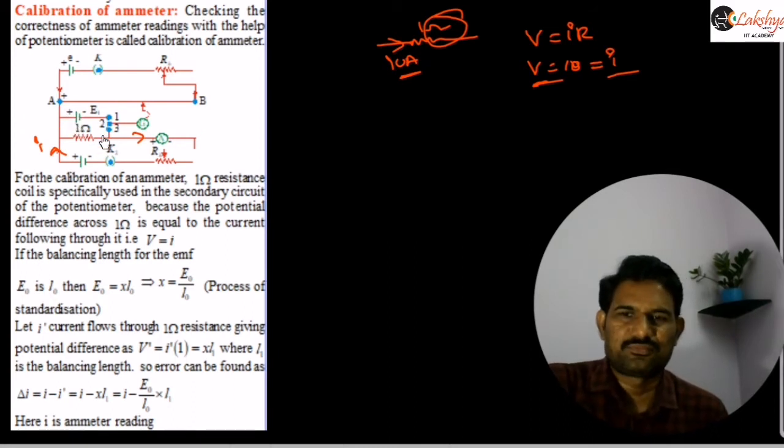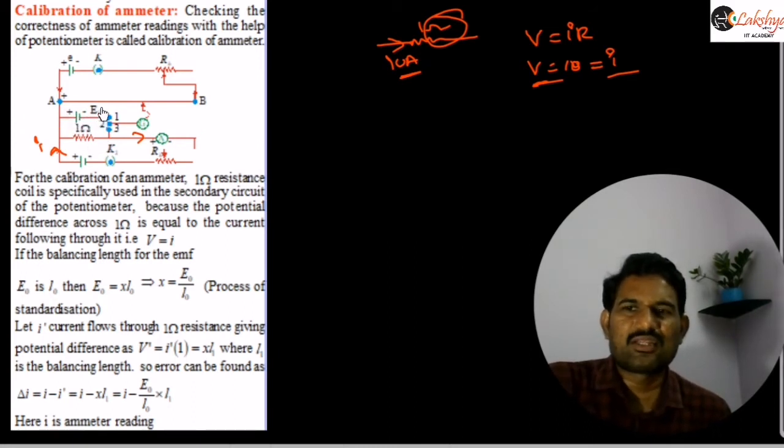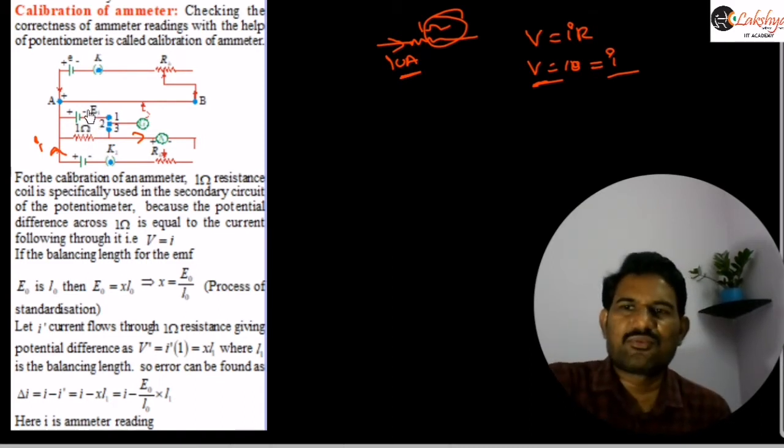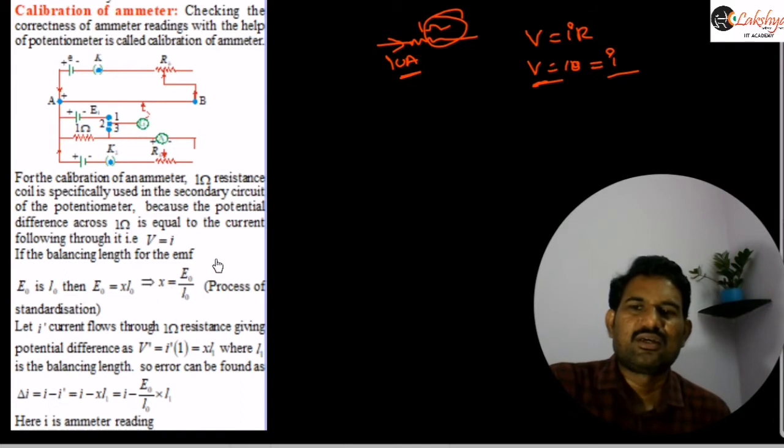And now, if you take L0 as the balancing length for this cell, for this EMF, which we take as E naught, then for this balancing length L, when 2 and 3 are connected, we can write E naught is equal to X into L, where X is nothing but the potential gradient. So E naught by L is the potential gradient.